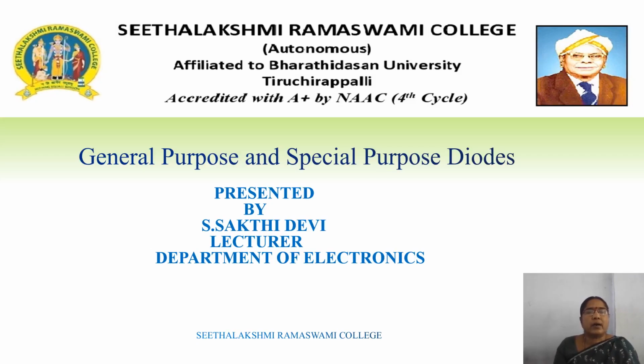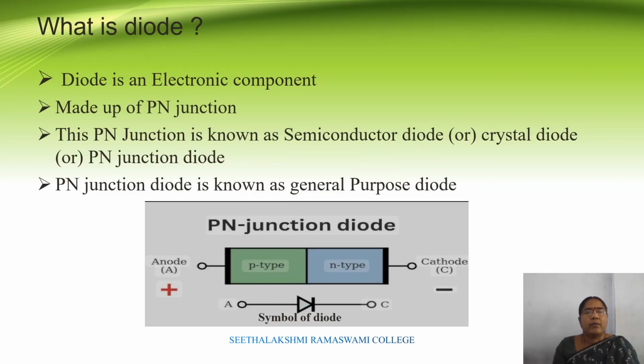Now we discuss the topic General Purpose and Special Purpose Diodes. What is a diode? A diode is an electronic component made up of a PN junction. The PN junction is made up of silicon or germanium semiconductor material. This PN junction is known as a semiconductor diode, crystal diode or PN junction diode.